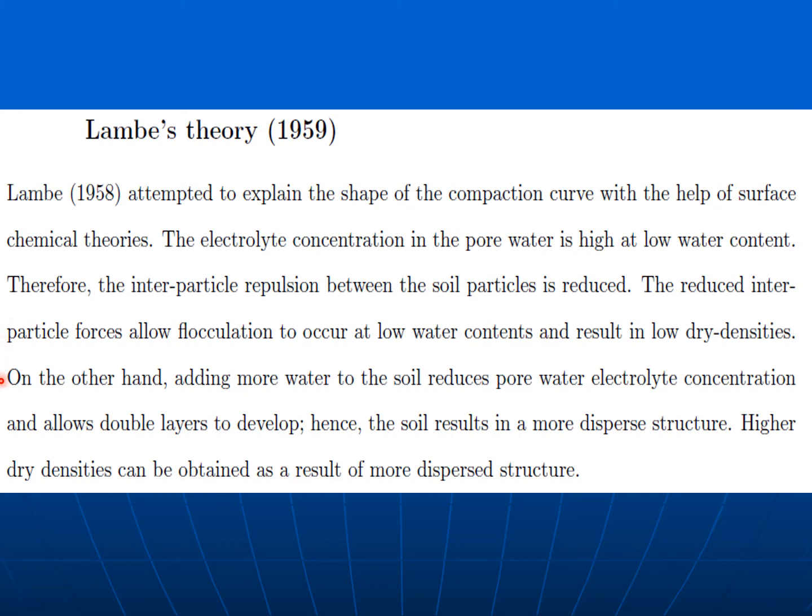On the other hand, adding more water to the soil reduces pore water electrolyte concentration and allows double layer to develop. Hence, the soil results in a more dispersed structure. Higher dry density can be obtained as a result of more dispersed structure.